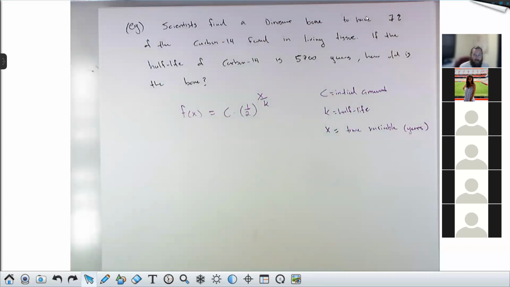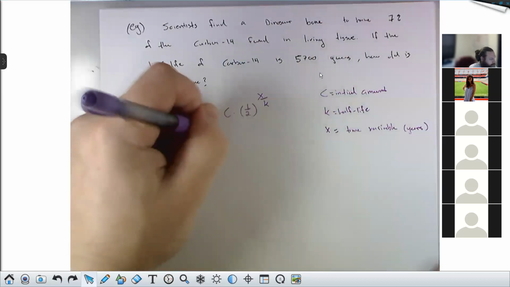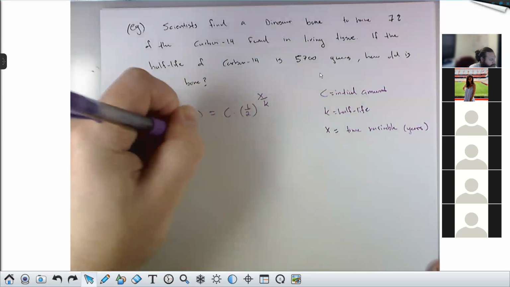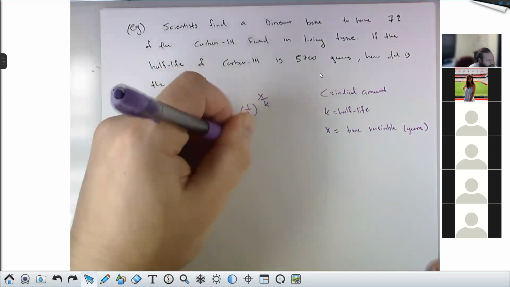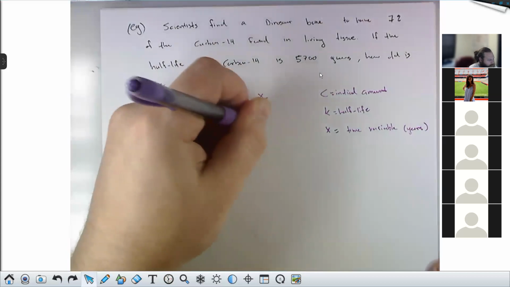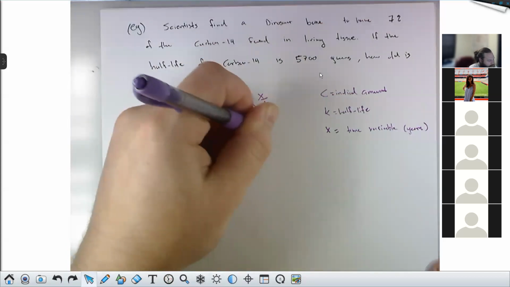I don't know what the initial amount of carbon-14 in the bone was. I do not know what C is. But that's not going to be a problem. We'll still be able to solve this. I do know what K is. They told me that the half-life of carbon-14 is 5,700 years. So this is the same as saying f of x equals c times 1/2 raised to the x divided by 5,700.